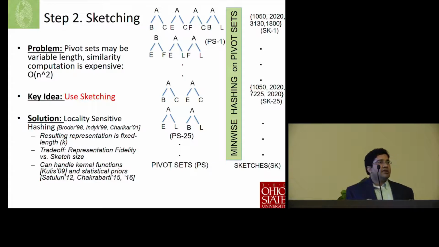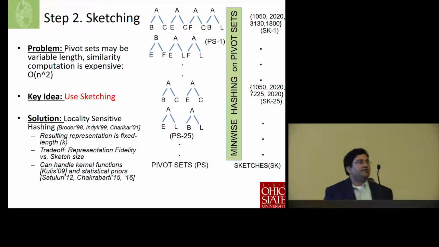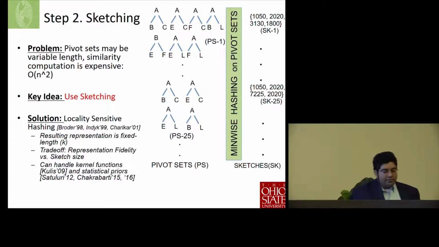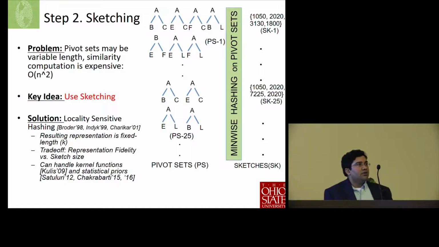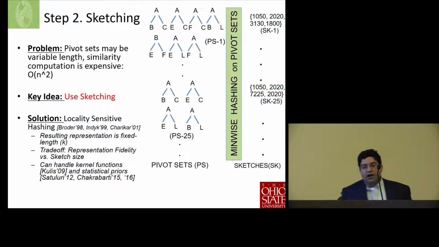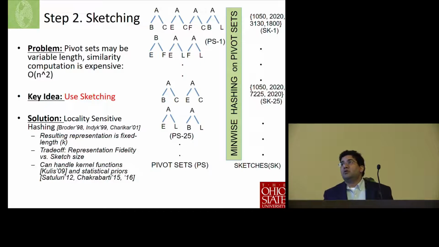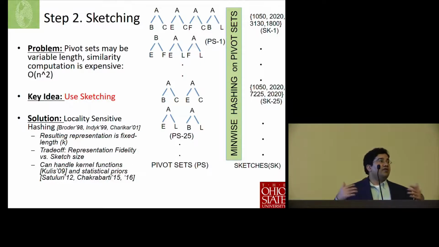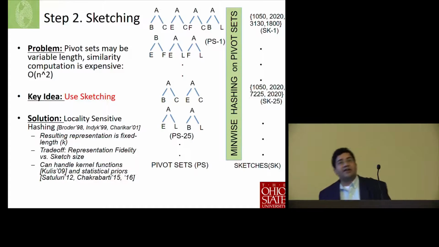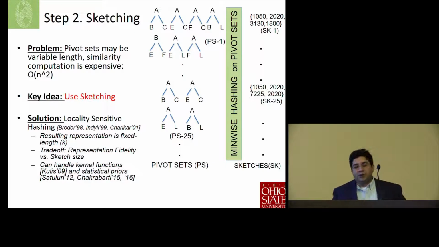Now, once we've taken this complex entity and converted it to this set, our next problem is that these sets could be of different lengths. If you want to do pairwise comparisons, it's too expensive, especially with a large data set. Similarity computation is very expensive. But again, we can leverage interesting ideas from the theoretical computer science literature, the notion of locality-sensitive hashing. The idea here is that if two sets or structures have high similarity, their corresponding sketches are going to have high similarity.